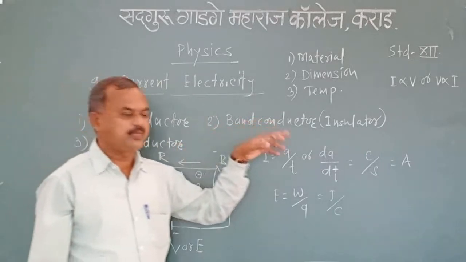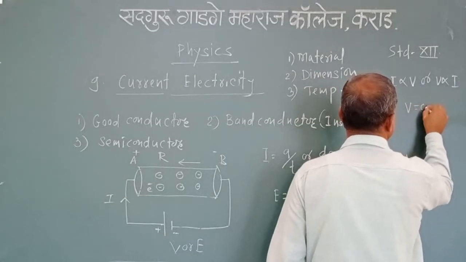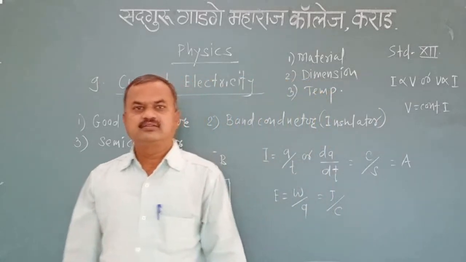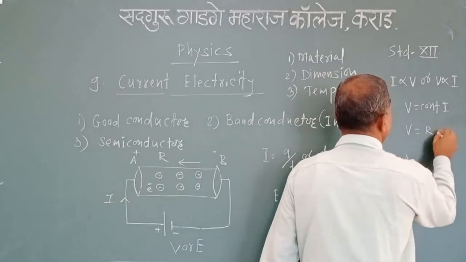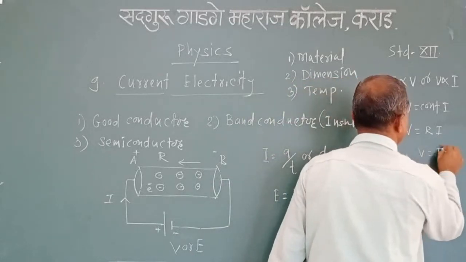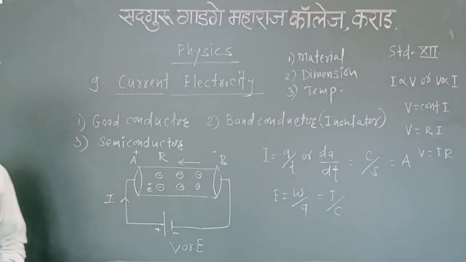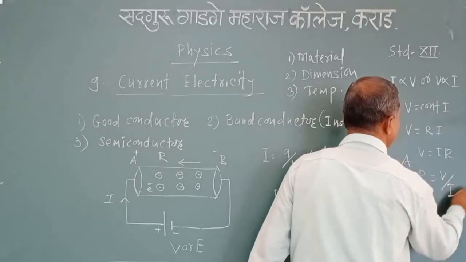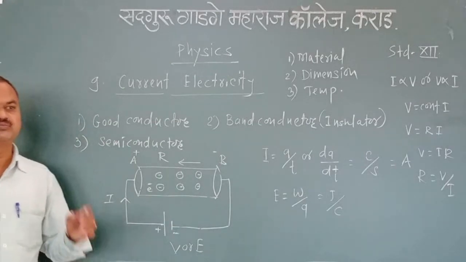Replace this proportional sign by an equal sign by taking some constant, like this: V is equal to constant into I. That constant is replaced by another symbol, R. Therefore V is equal to IR, where R is the resistance of the conductor, given by the formula R equal to V divided by I. R is the resistance of the conductor, measured in ohms.